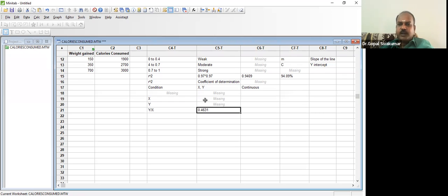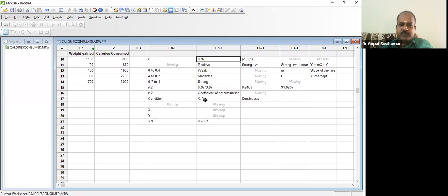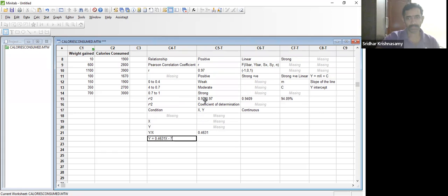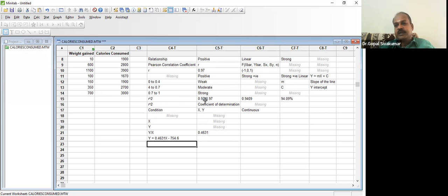Why are we doing this? We can generate the equation ourselves. Do you all understand? The equation was generated by MINITAB. It is generated like this: y equal to 0.4631 x minus 754.6. This was the equation. Am I right? Yes. So now 0.4631, how it came, I have explained. Now you can do it yourself. For any problem, if you have the regression line, then immediately the M can be derived, number one.